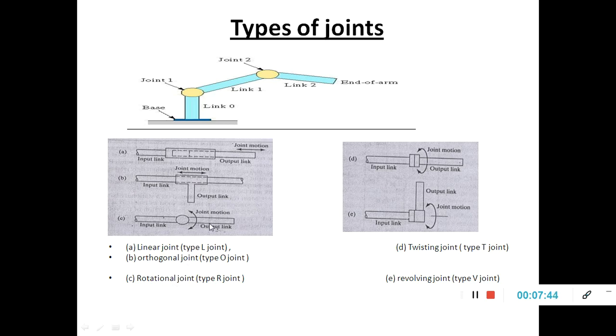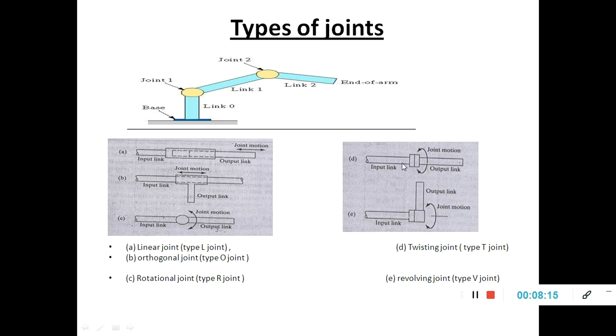Here, link 1 and link 2 are joined together with a joint motion which is rotary in nature, so that links 1 and 2 can be rotated about its own point. Then the fourth one is the twisting joint. In the twisting joint, link 1 and link 2, the input link and output link, are joined, and a twisting movement can happen at the joint.